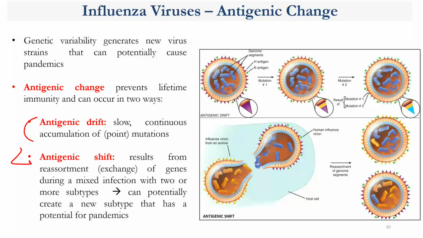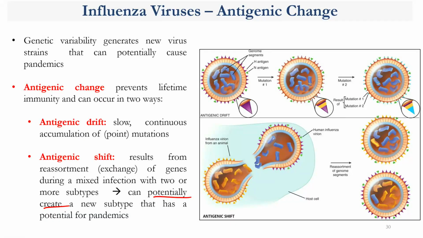Then you get the antigenic shift, and this is more dangerous because it results from exchange of genes during a mixed infection. So reassortment of the fragments of two or more subtypes. But that means you must be infected with both subtypes at the same time. And as a result, it can potentially create a new subtype and a potential for pandemics, okay?